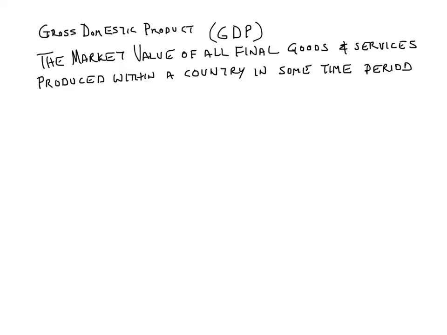This is Dr. Lindsay, and what I'd like to talk about now is gross domestic product, which is abbreviated as GDP. And GDP is the market value, or the money value, of all the final goods and services that are produced within a country in some time period. And what we're doing is adding everything up and getting some value.